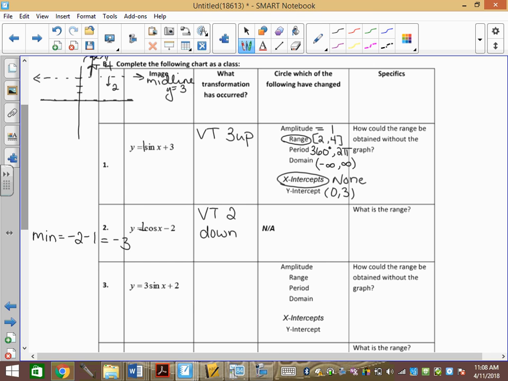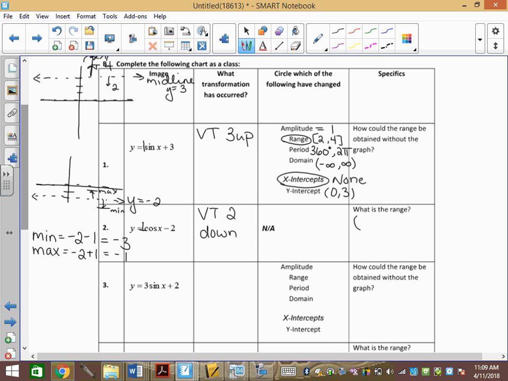It makes sense. Here's my Cartesian plane. My midline is now at -2 because it's normally at 0. It's been moved 2 down. So my midline is here, at y equals -2. I go up 1 to get my max, and I go down 1 to get my min. So my min is at -3, which makes sense, and my max is going to be at -1.